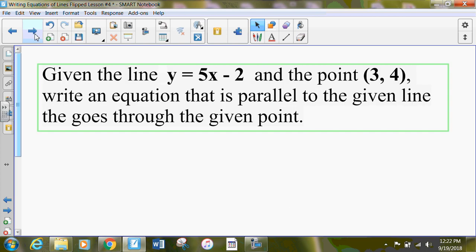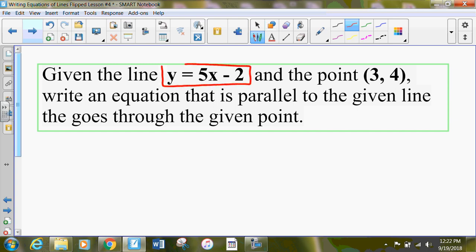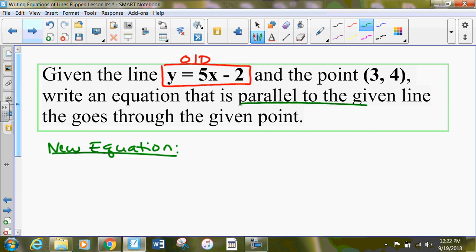So now we're going to be given the line y equals 5x minus 2. And we're going to be given a point, 3, 4. We want to write an equation that's parallel to the given line. So this is my old line. We want to write a new equation. So the new equation for the new line has to have two things. So let's see. Let's keep reading. It has to be parallel to the given line.